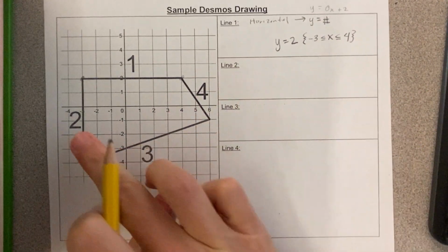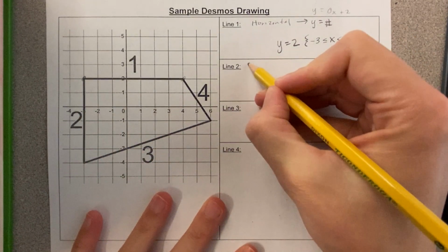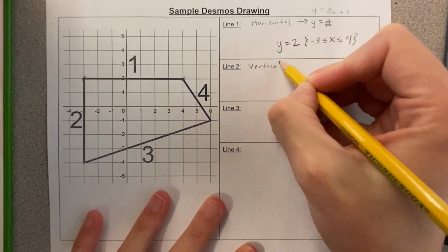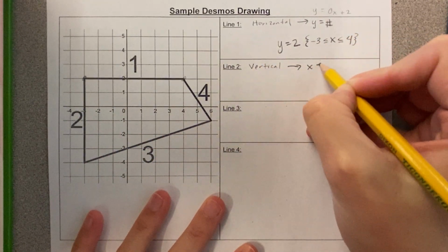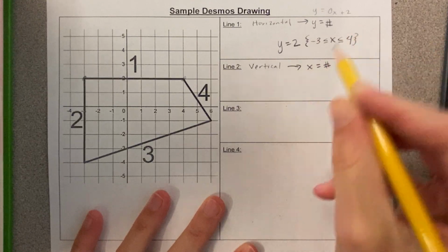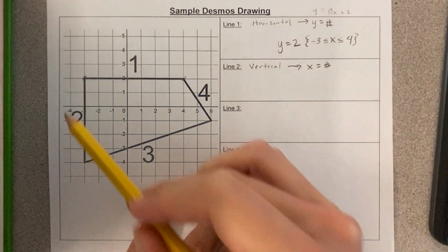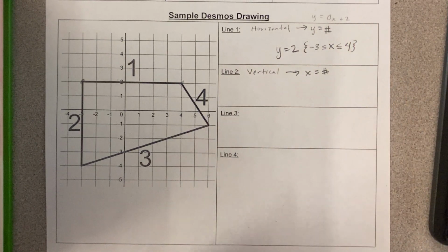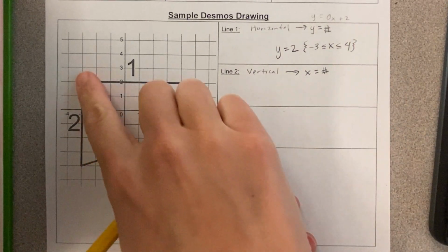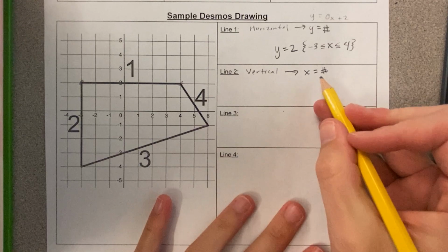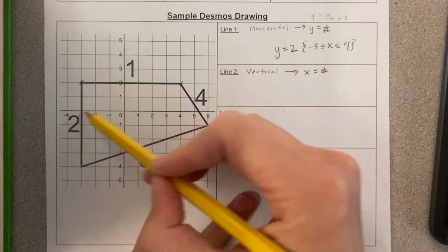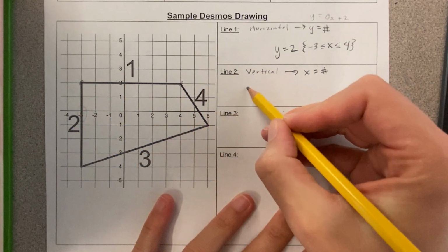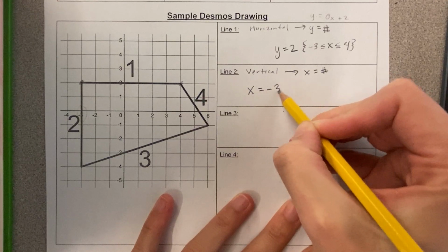Line 2. Line 2 is a vertical line. Now vertical lines are always x equals a number. These lines have undefined slopes, so we don't use our y equals mx plus b. That wouldn't work because that uses the slope and the y-intercept. This line has an undefined slope, so that wouldn't work for us. It's x equals. And what does x equal here? I'm going to go to the number on the x-axis. In this case, x equals -3.